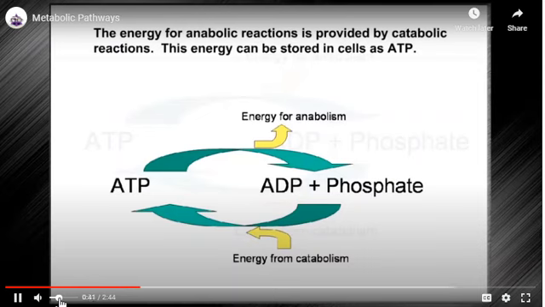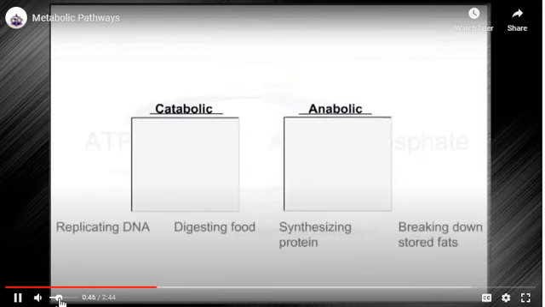The energy for anabolic reactions is provided by catabolic reactions. This energy can be stored in cells as ATP. Which of these processes are catabolic and which are anabolic?